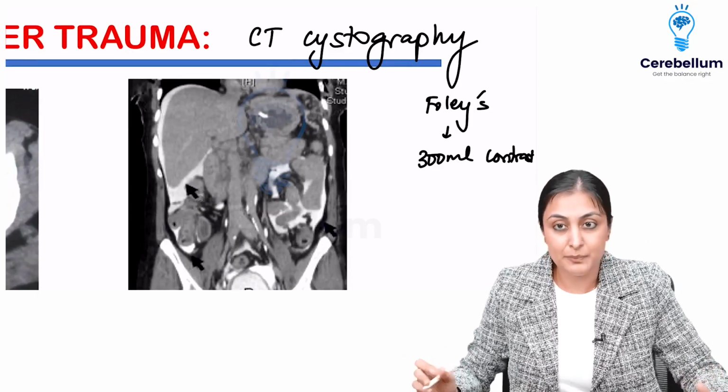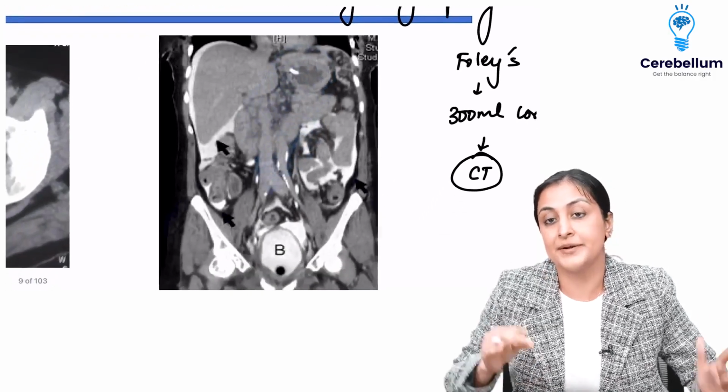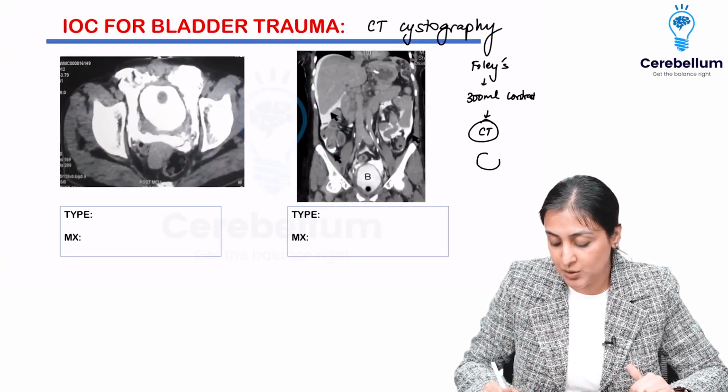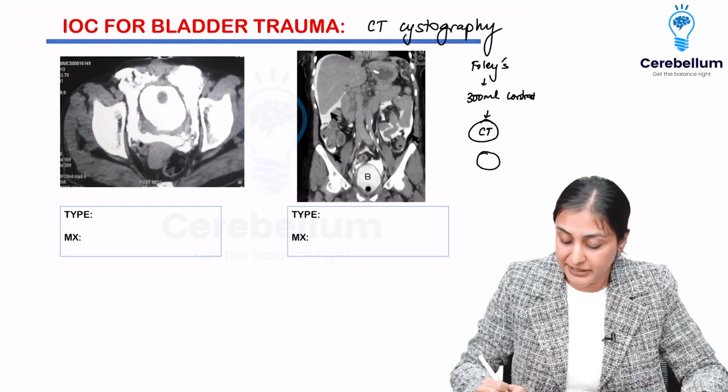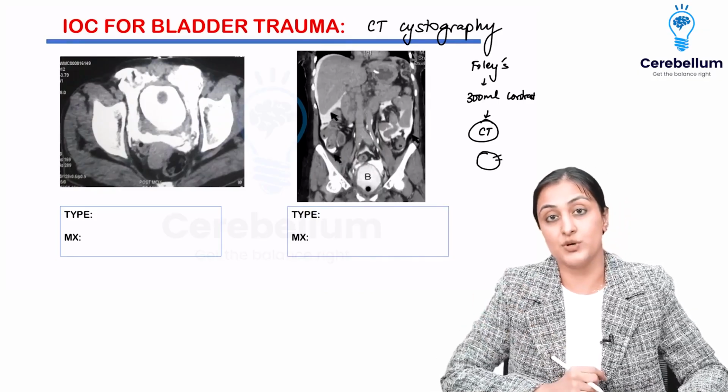Then you stop. You don't ask the patient to micturate. You now follow it up with a CT scan. So that is where I'm going to see this sort of an image. Now, if everything is normal, you're going to see the contrast remains in the bladder. But if there is any leak, the contrast is going to extravasate. So that's what we got to see.